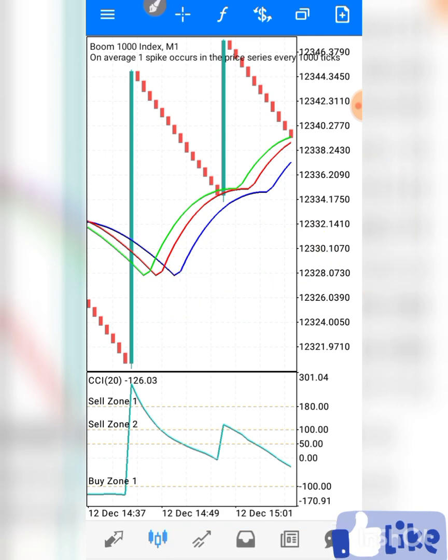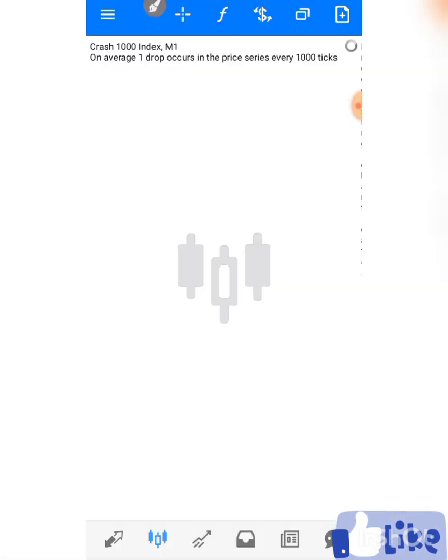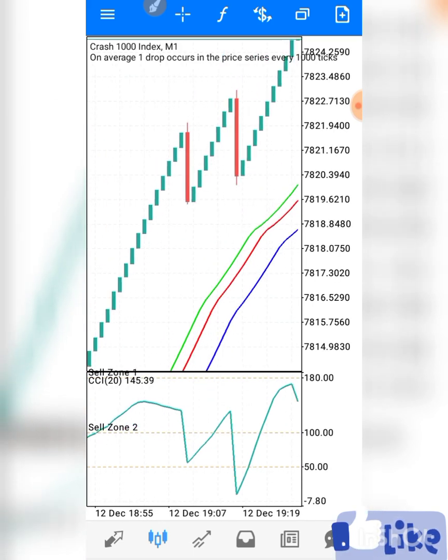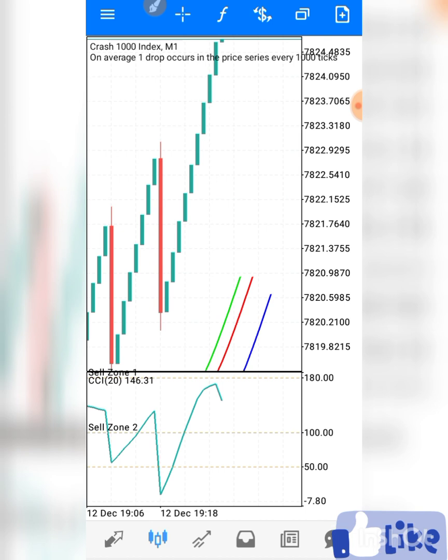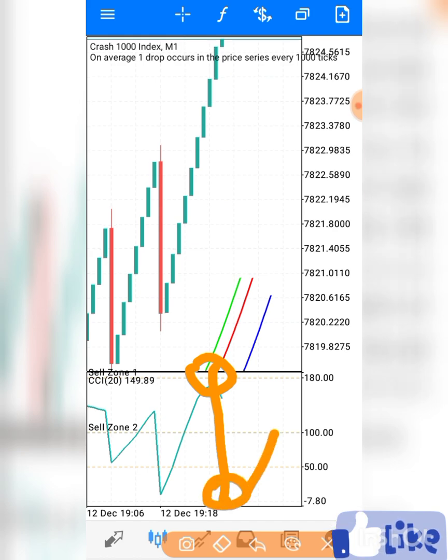Yes. So let's just look at one example or two for crash 1,000. Then we are off. So with a crash 1,000, with a crash we are buying. So anytime you see that the commodity has crashed from the sell zone to the buy zone, then you buy. You take 5 candlesticks, you leave the market.